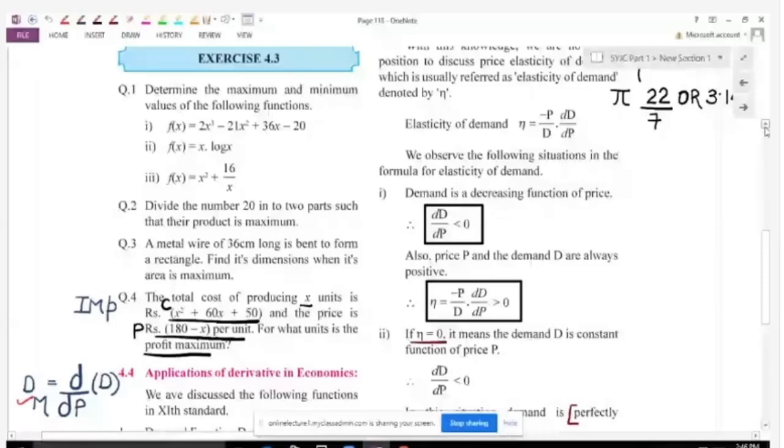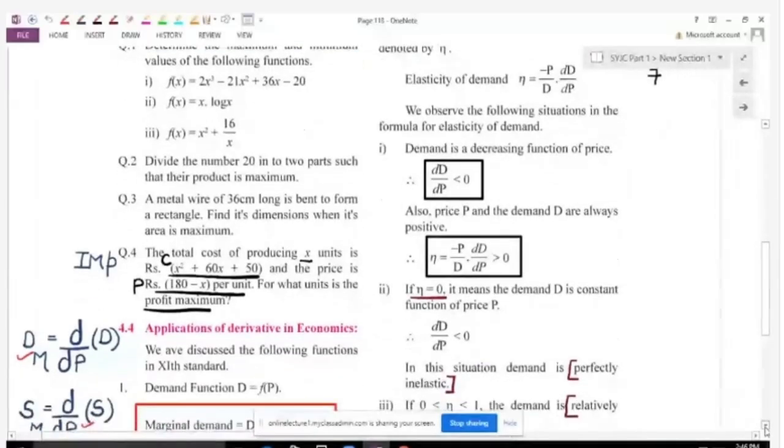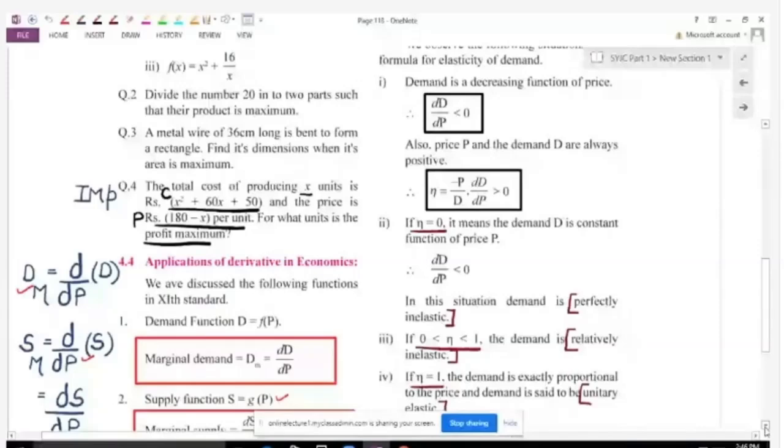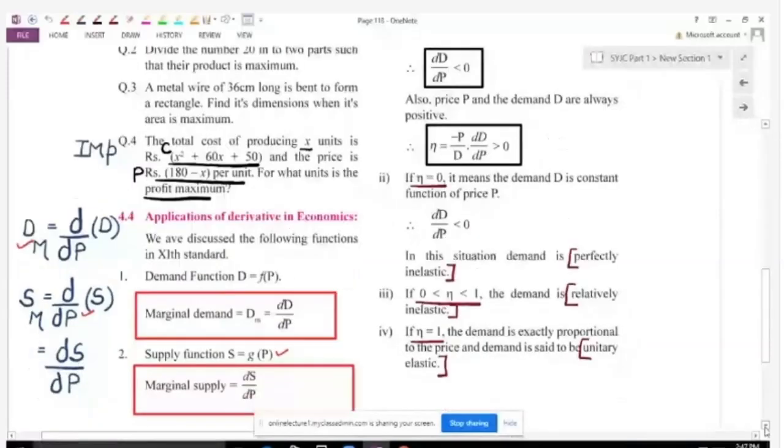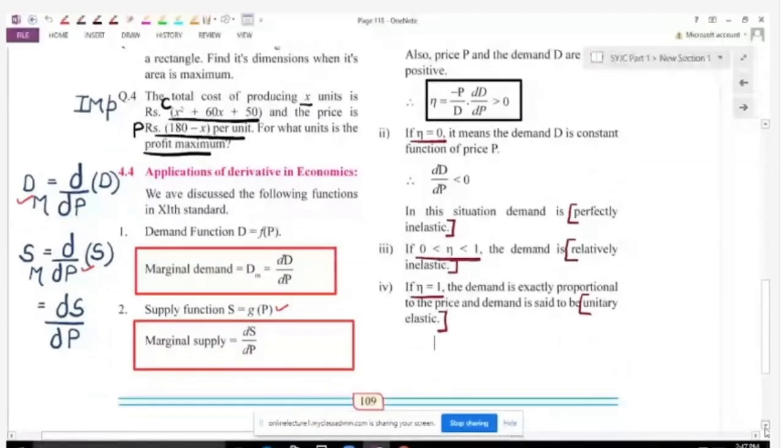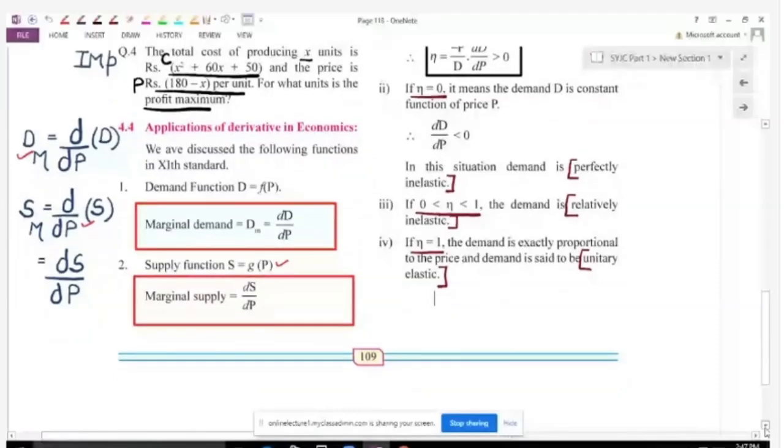And now let me study the different natures. If eta is equal to 0, elasticity of demand is equal to 0. It means the demand is a constant function of price, and the nature of the demand is perfectly inelastic. You will have to learn this. It is considered to be perfectly inelastic.